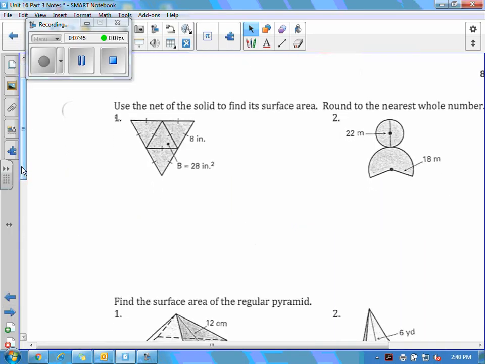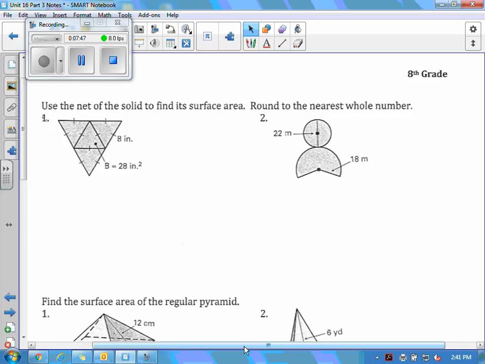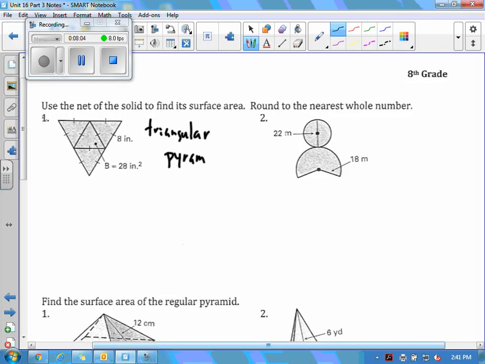Before we practice using those formulas, let's look at nets. It says use the net to solve to find its surface area, round to the nearest whole number. If you look at number 1, this is the net of a triangular pyramid. Triangular because the base is a triangle. This middle one right here is a triangle, and then it's a pyramid because all the lateral faces are triangles as well. So they give us the area of the base.